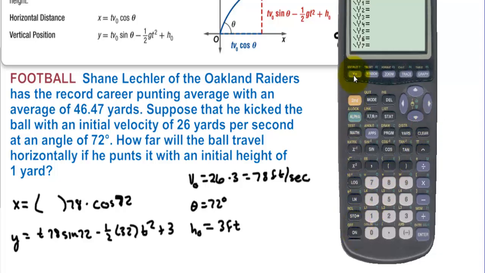In y equals, we're going to put x times 78 times the sine of 72. Since we're using degrees in the mode, you want to make sure that you have degrees selected instead of radians. And then minus 1/2, or 0.5, times 32 t squared, or x squared in this case, and then plus 3. What we're interested in is seeing when the ball hits the ground. In other words, when is the height 0 again?